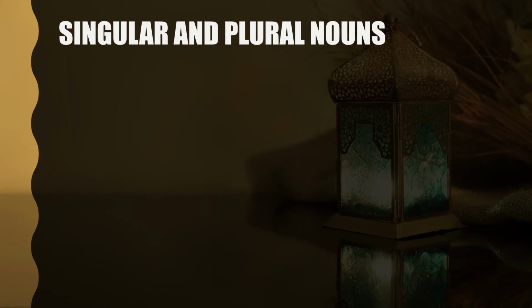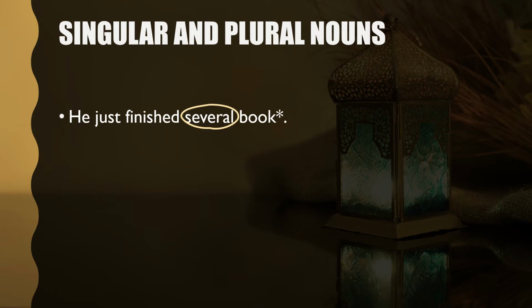A problem that is common in the written expression section of the TOEFL test is a singular noun used where a plural noun is needed, or a plural noun used where a singular noun is needed. Here are two examples. The first is, he just finished several books. In the first example, several indicates that the plural books is needed. However, here book in singular form is used. Therefore, we must change the singular book into plural like this.